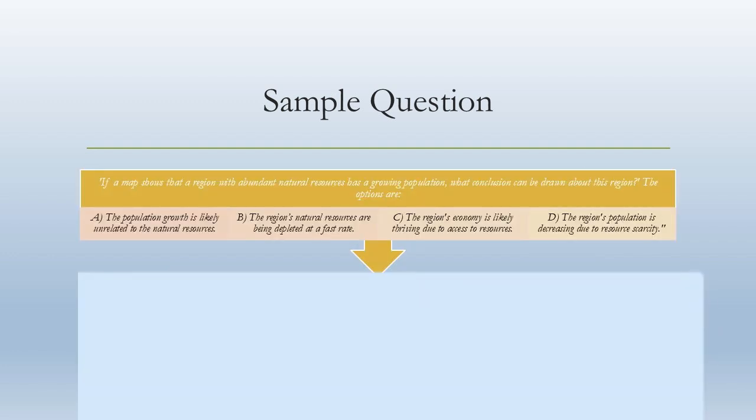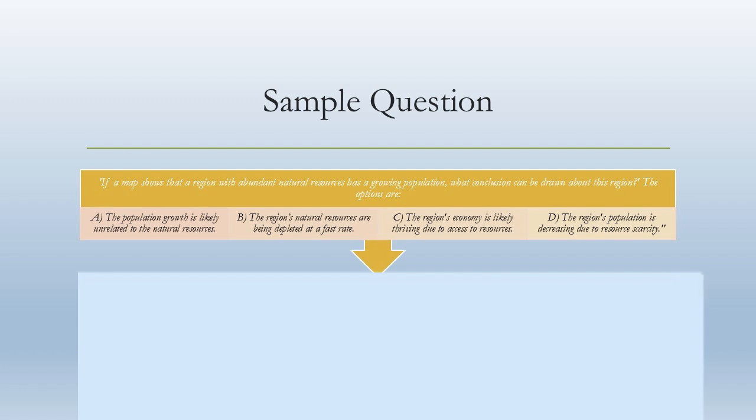Now let's consider a question about interpreting data. If a map shows that a region with abundant natural resources has a growing population, what conclusion can be drawn about this region? The options are: A. The population growth is likely unrelated to the natural resources. B. The region's natural resources are being depleted at a fast rate. C. The region's economy is likely thriving due to access to resources. D. The region's population is decreasing due to resource scarcity.